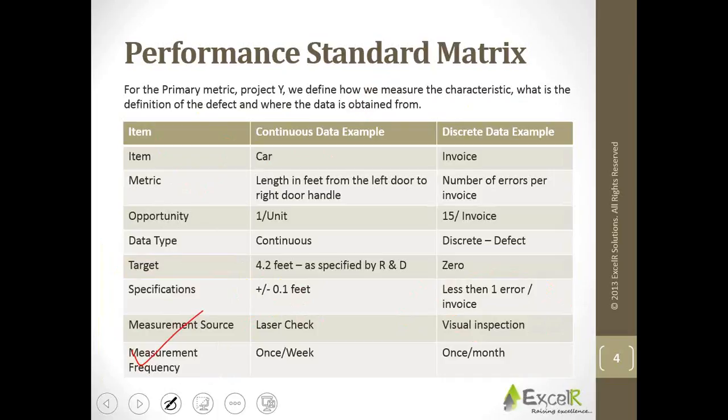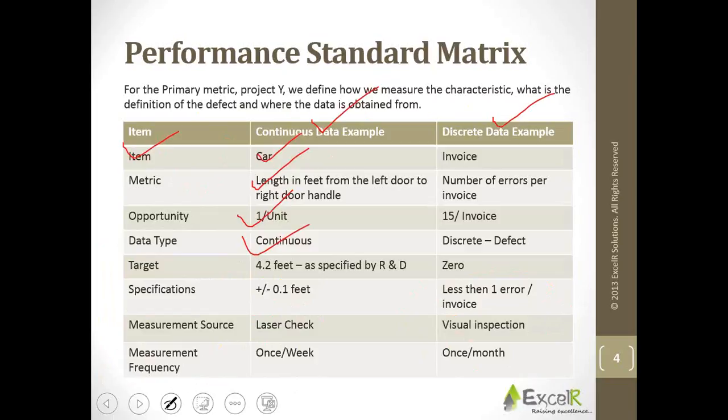Then comes the measurement frequency. How do you measure? I measure one car door per week. Here I'm going to check once in a month. So this is just a performance standard matrix, which is going to tell how I am going to measure. Here we have given an example of continuous data, and here we have given an example of discrete data. In continuous data, if I have a car, what is the metric that I'm using? Length in feet from the left door to the right door handle. So how many opportunities for defects are there? There is only one opportunity for defect per unit, meaning per car door.